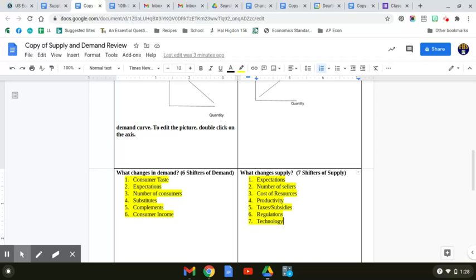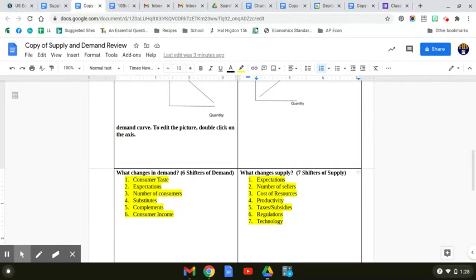Expectations, which is what consumers expect to happen to the price in the future. So if the price of an item is expected to go up in the future, consumers are going to buy that product now while the product is cheaper. And then the opposite is true. So if the price is expected to drop in the future, consumers aren't going to buy the product now because it's more expensive. They're going to wait for when it is cheaper to buy in the future.